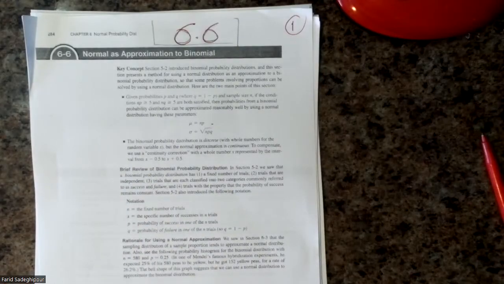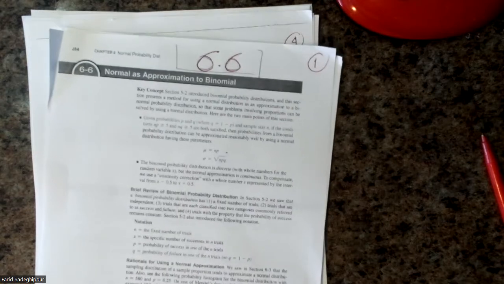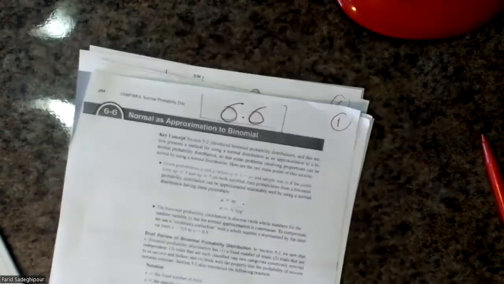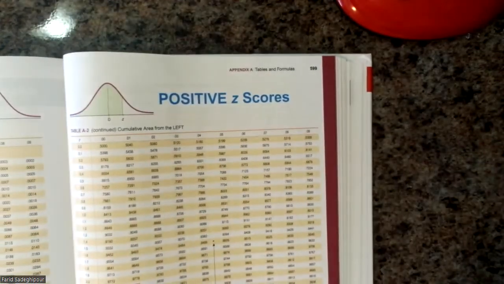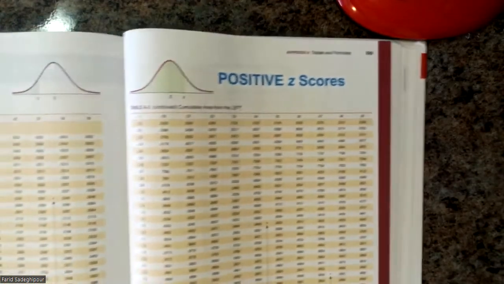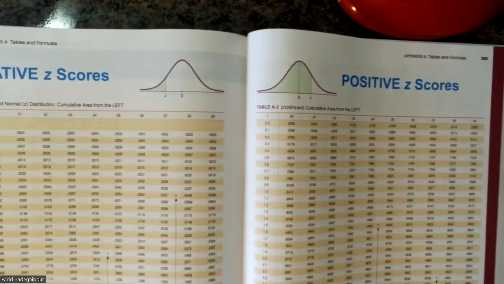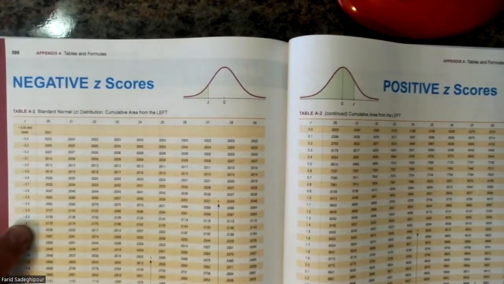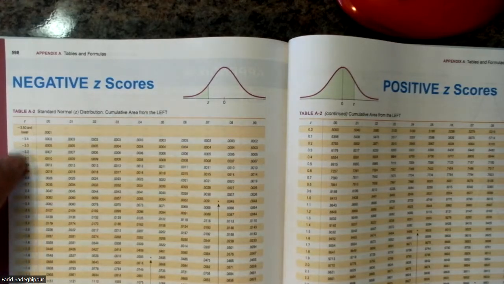Section 6.6, normal as approximation to binomial. At the end of your textbook, there are all these tables that are all for continuous variables. As you see, they all are decimal for the z. They are not for the discrete.